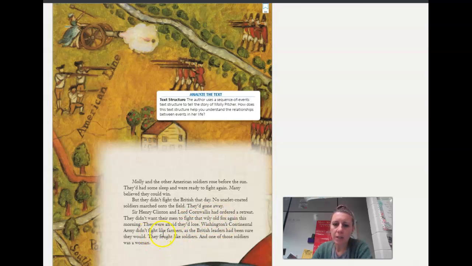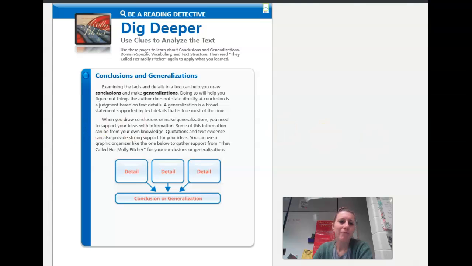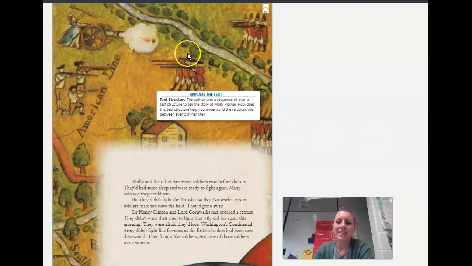Washington's Continental Army didn't fight like farmers, as the British leaders had been sure they would. They fought like soldiers, and one of those soldiers was a woman. And that is where our story ends.